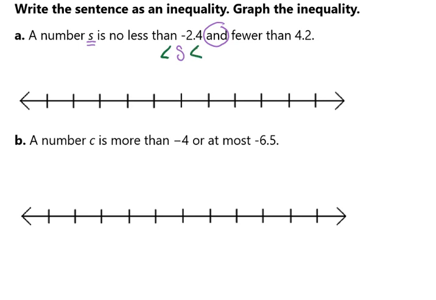So we have two numbers. We have -2.4 and +4.2. So which number is smaller? So the smaller number goes on the left. So -2.4 is smaller than the number 4.2.